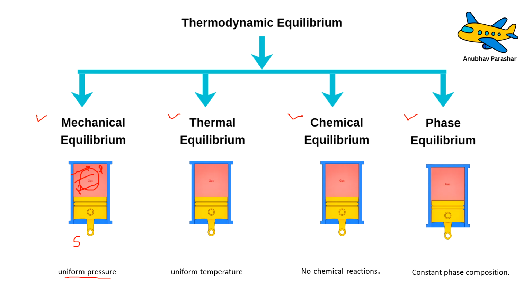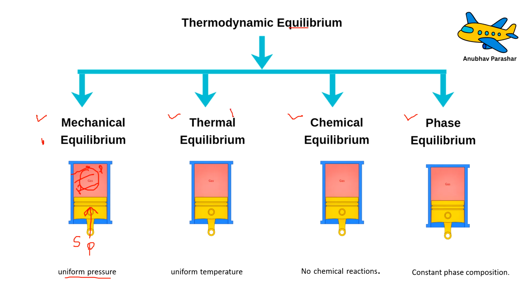And the pressure should be the same between the system and the surrounding also. Otherwise, if the pressure of the surrounding is more than the gas, what is going to happen? The surrounding is going to push the piston inside because there is a pressure difference. And obviously, if the piston moves, the system cannot be in equilibrium. So if there is no mechanical equilibrium, we cannot have thermodynamic equilibrium.